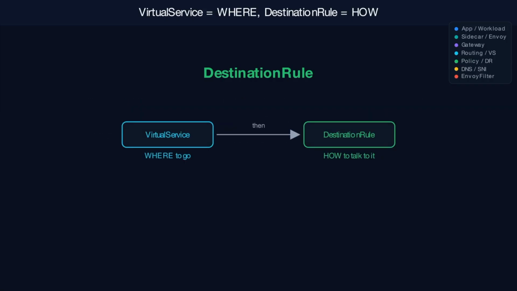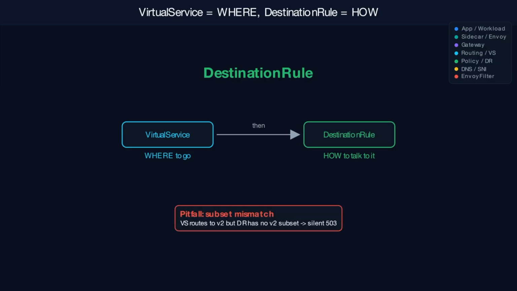Here is the mental model. VirtualService chooses where to go. DestinationRule chooses how to talk to it. Now, a critical pitfall. If VirtualService routes to subset v2 but DestinationRule does not define subset v2, the route silently breaks. Traffic may fall through to a default or get a 503.